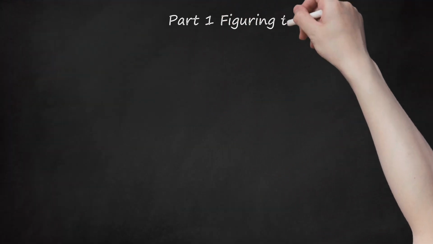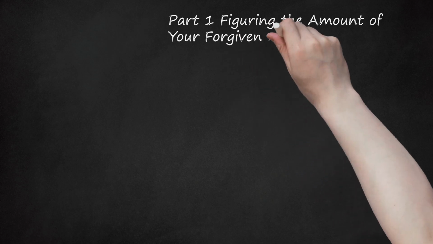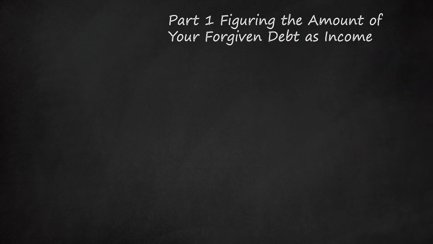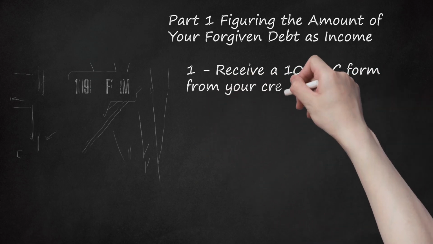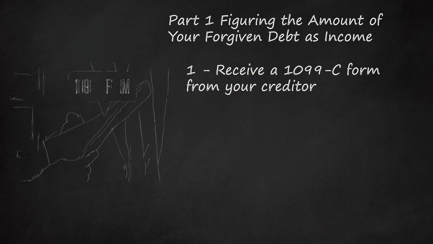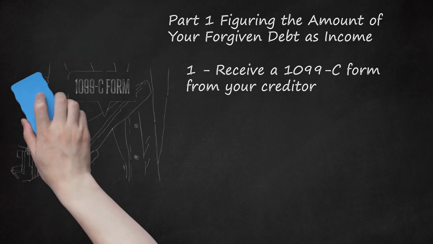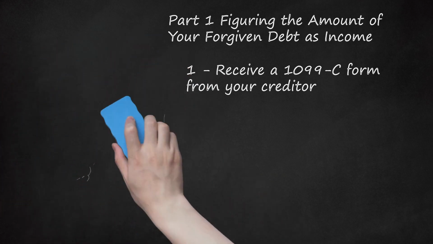Part 1. Figuring the amount of your forgiven debt as income. 1. Receive a 1099-C form from your creditor. If a creditor has forgiven or discharged a debt, then that creditor should send you a 1099-C tax form. This form reports the amount of the debt that was discharged. Receiving this form provides notice to you that the creditor has also reported that amount to the IRS.